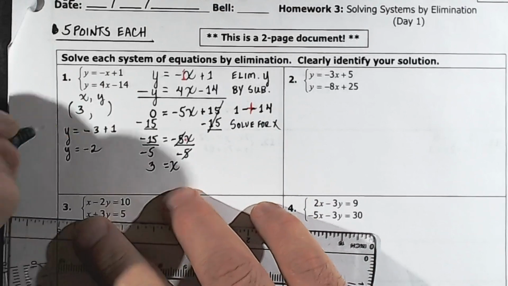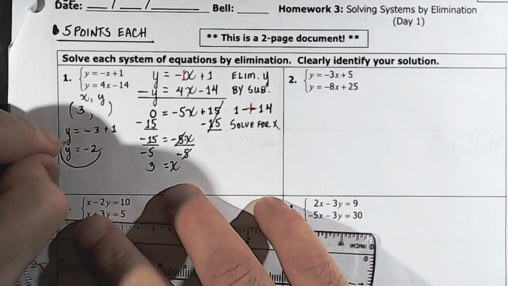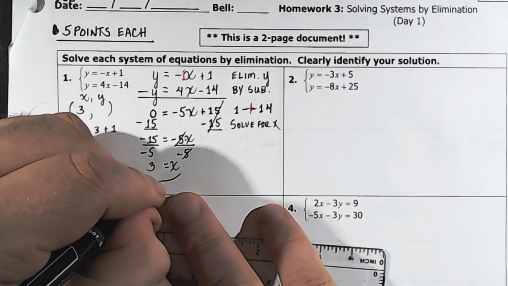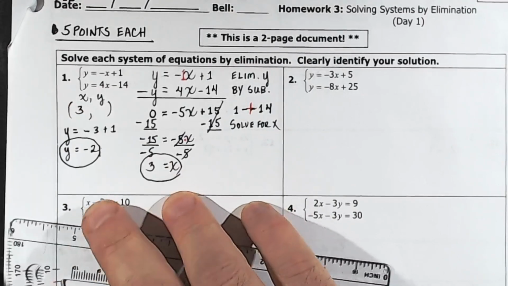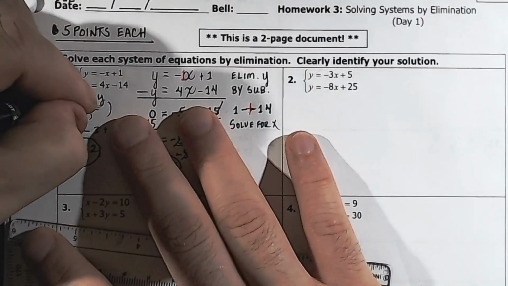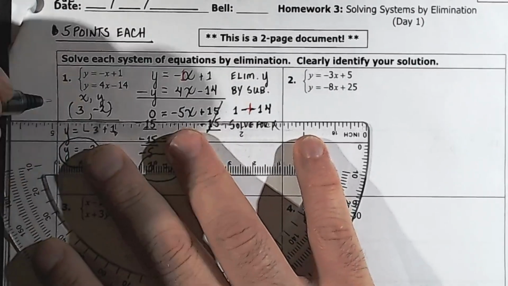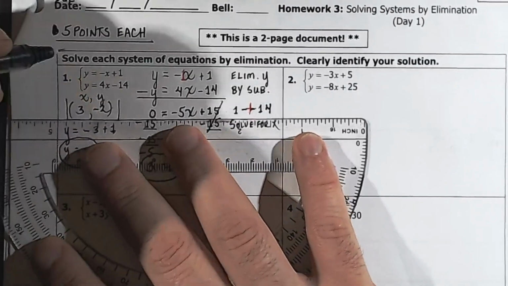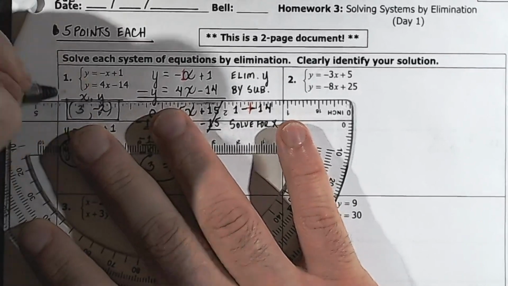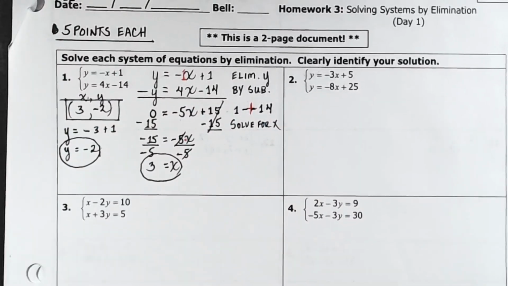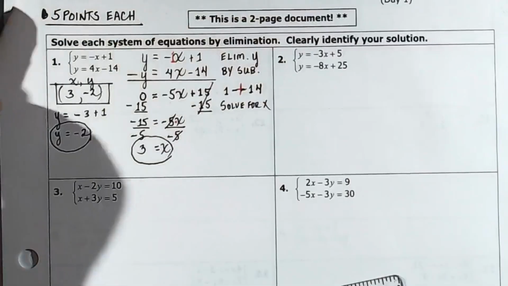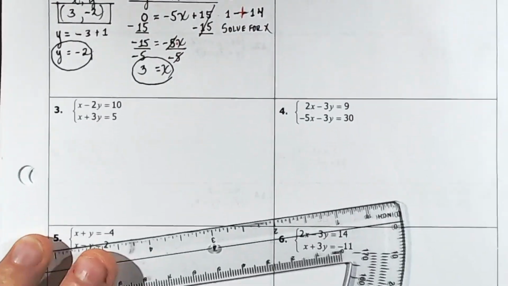Now you found both parts. You found that y is negative 2 and that x is 3. So the solution to the system where these two lines would cross in a coordinate plane is at 3, negative 2. That's number 1. We'll move faster here on number 3.